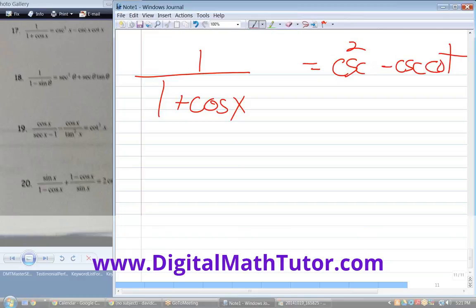Well, let me think for a second. Cosecant is 1 over sine. Cotangent is cosine over sine, so that becomes cosine over sine squared.